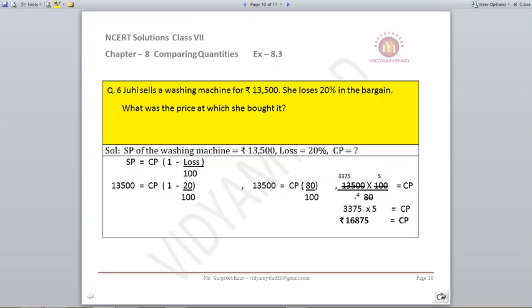Cross multiply or take this to the other side. Let the CP remain only on the right hand side. Reduce it to its lowest term. All are divisible. You get your cost price as 16,875 rupees. Please put the rupee sign also.